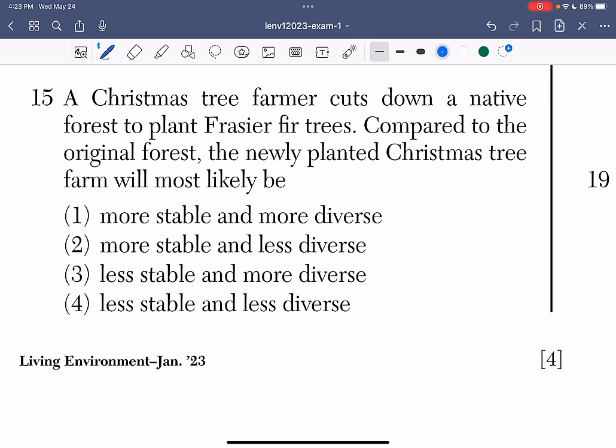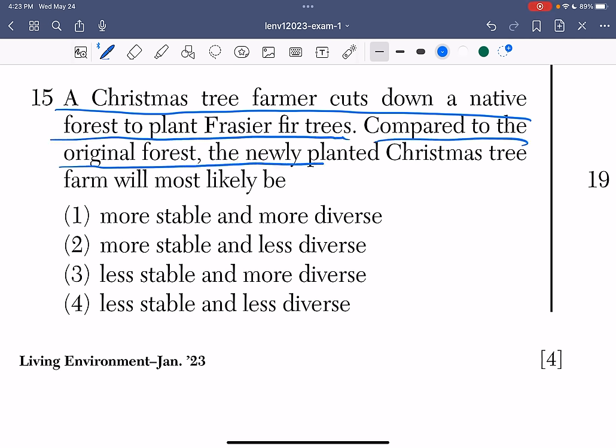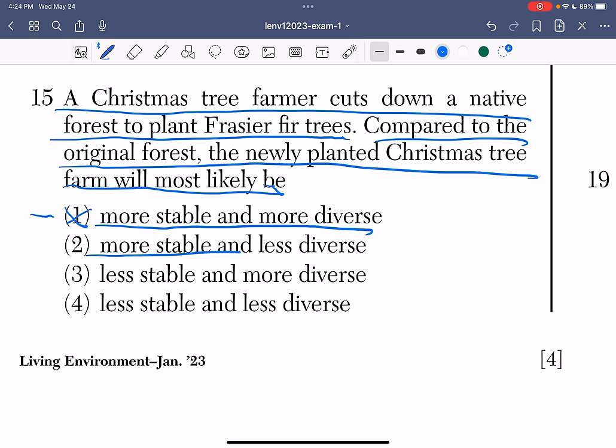Number 15. A Christmas tree farmer cuts down a native forest to plant Fraser fir trees. Compared to the original forest, the newly planted Christmas tree farm will most likely be... Okay, let's take a look at our choices. 1. More stable and more diverse? No. 2. More stable and less diverse? No. Choice 3. Less stable and more diverse? No. Less stable and less diverse. Yes. So let's read this one more time.